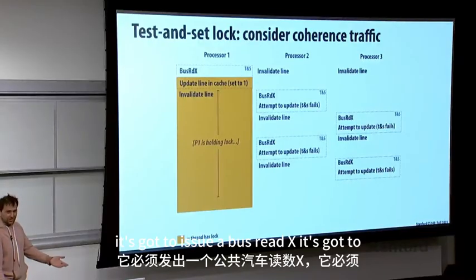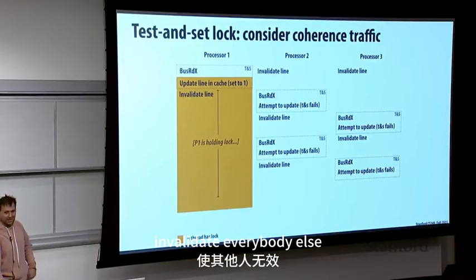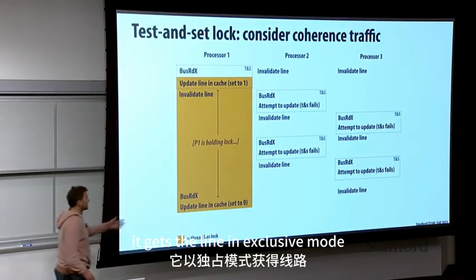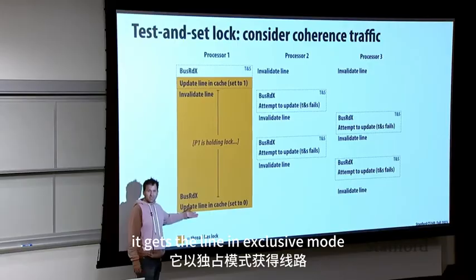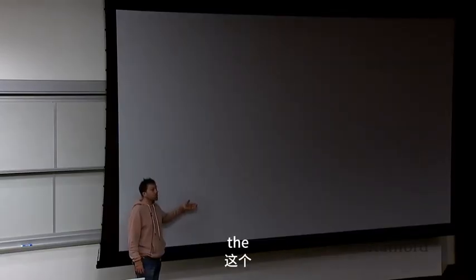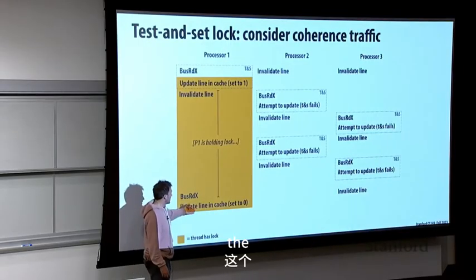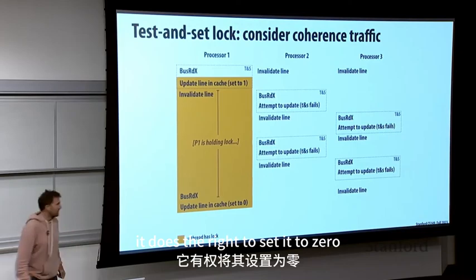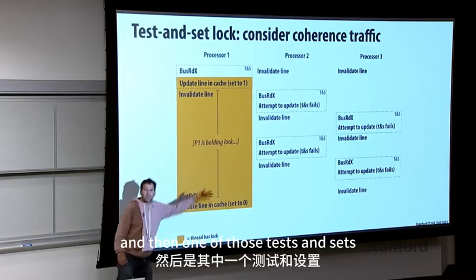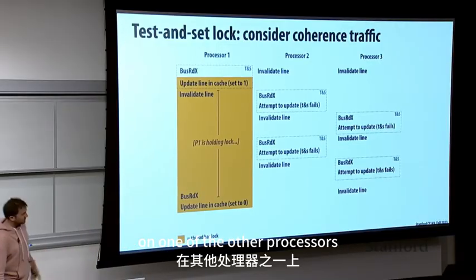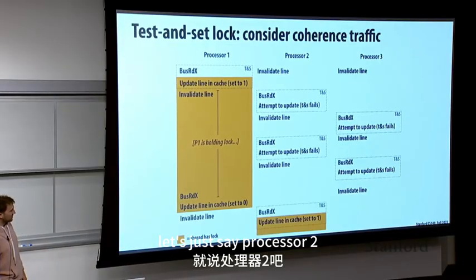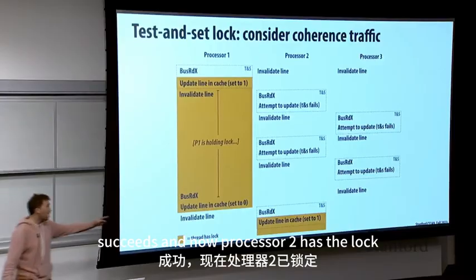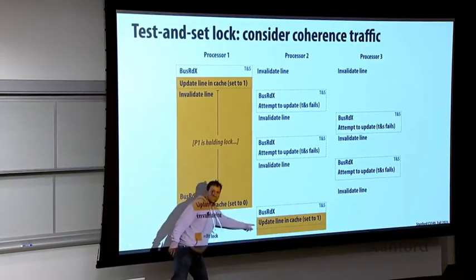Now what happens when processor 1 wants to unlock the lock? It's got to issue a bus read X. It's got to invalidate everybody else. It gets the line in exclusive mode. It does the write to set it to 0, and then one of those test and sets on one of the other processors, let's just say processor 2, succeeds, and now processor 2 has the lock.